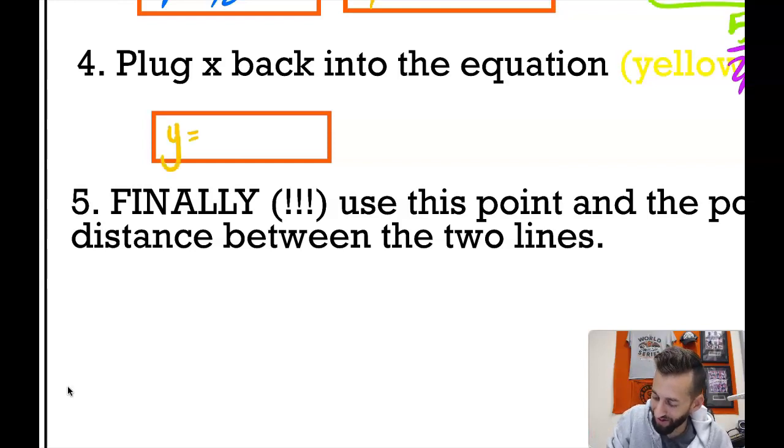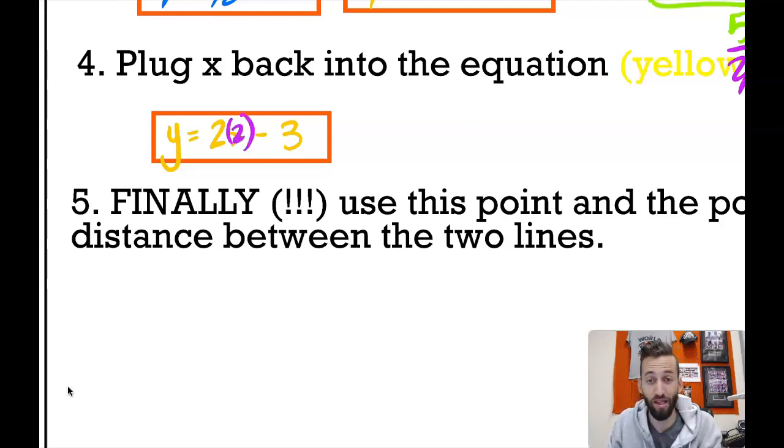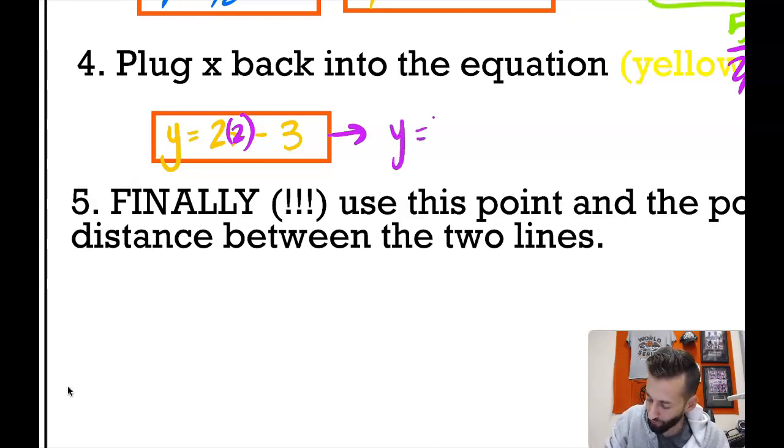y equals 2x minus 3. Well, x we just got was 2. So I'm plugging that back in. So we end up with y equals 4 minus 3, y equals 1.